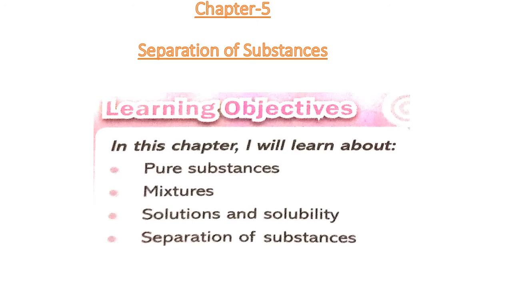So children, welcome back. Today we will be learning chapter 5, that is separation of substances. What are the objectives that we are going to learn in this chapter? First, pure substances, mixture, solution and solubility, and lastly separation of substances. So these are the four things that we are going to learn in this chapter.